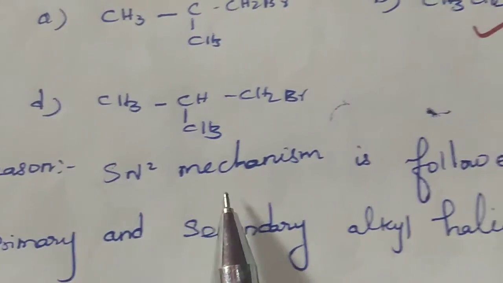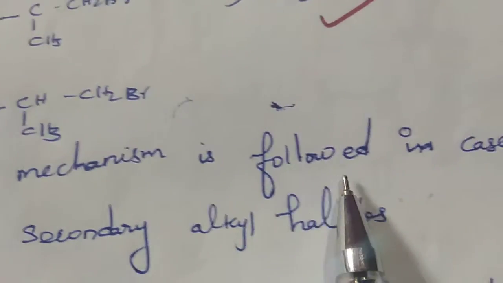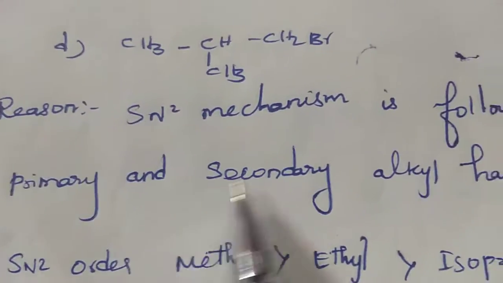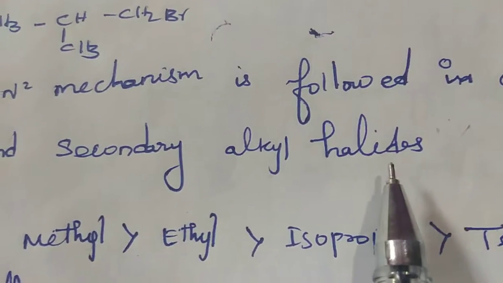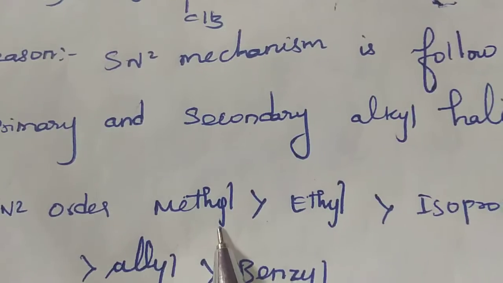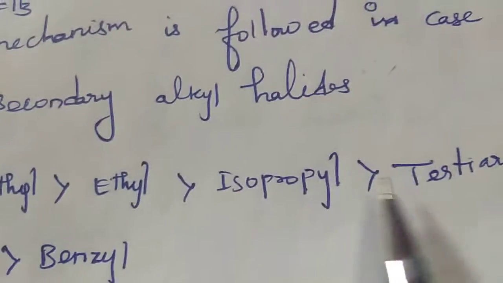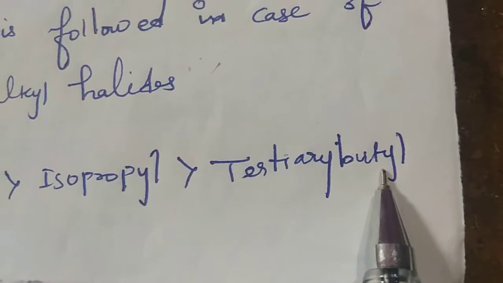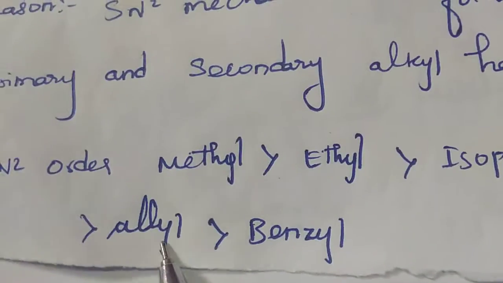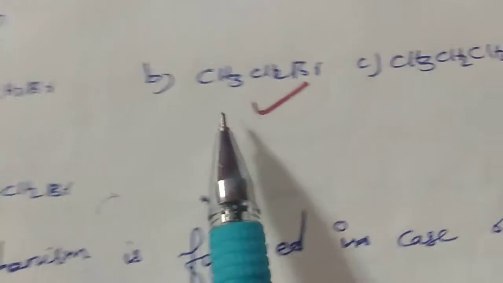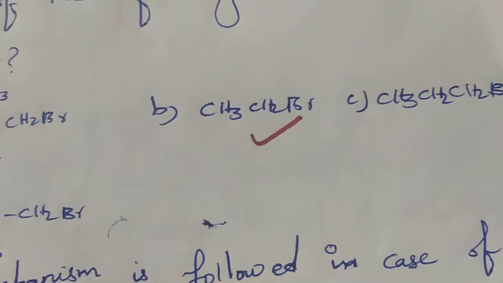Listen, the SN2 mechanism is followed in the case of primary and secondary alkyl halides. The SN2 order is methyl, ethyl, isopropyl, tertiary butyl, allyl, benzyl. The answer is ethyl bromide.